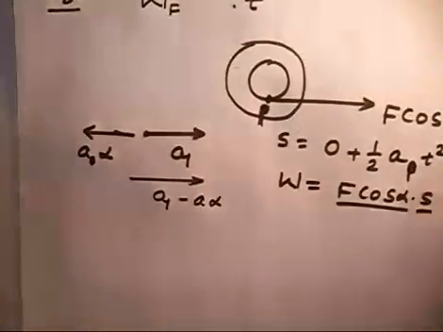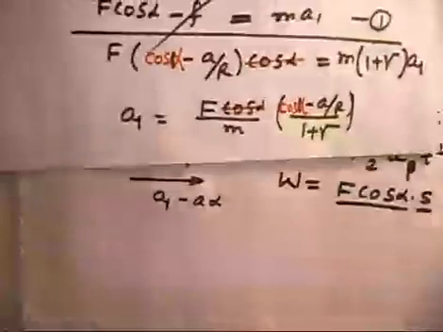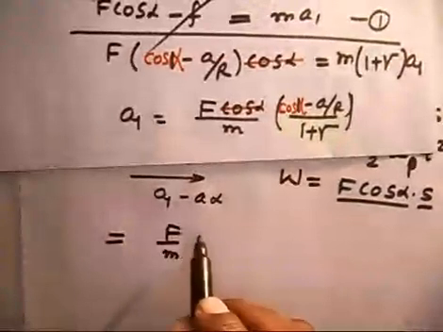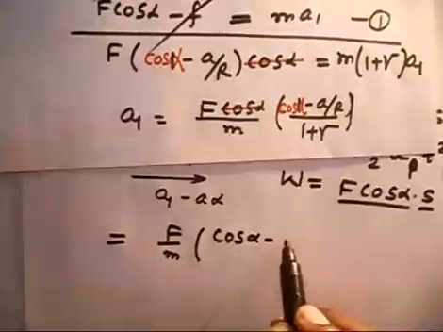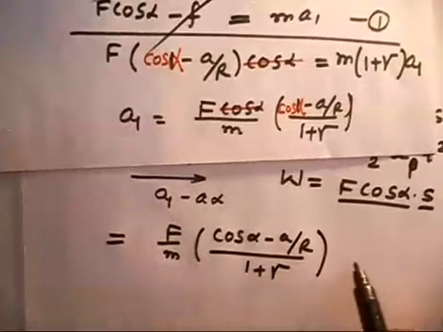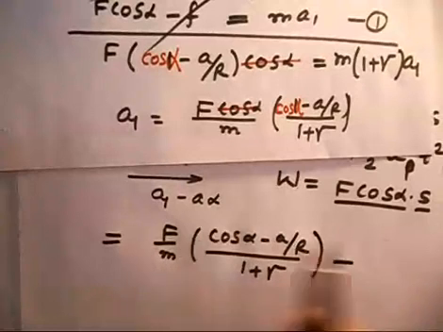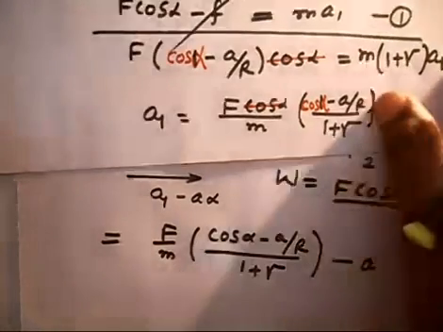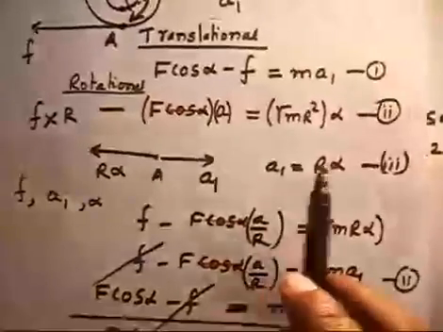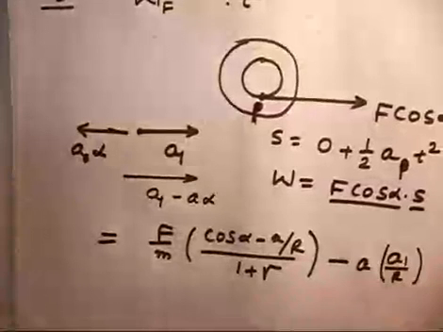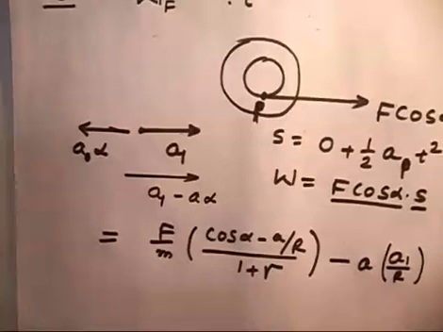Now we have already found what A1 is, from the previous problem. So A1 is F by m times cos alpha minus a by R, divided by 1 plus gamma. So this is A1 minus a alpha. And what is alpha? I can find alpha using this equation: alpha is A1 by capital R. Even if I have not put in the numbers, I have got the better result.